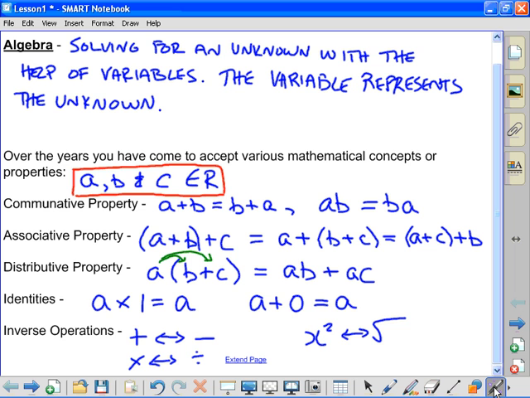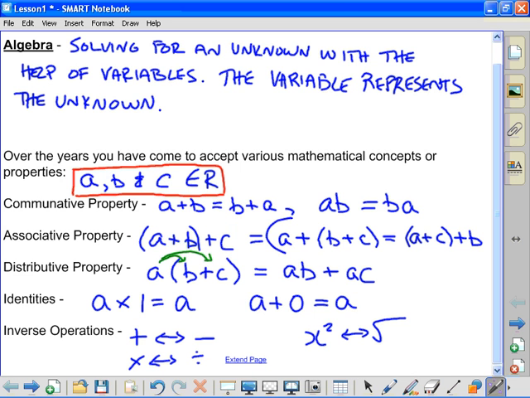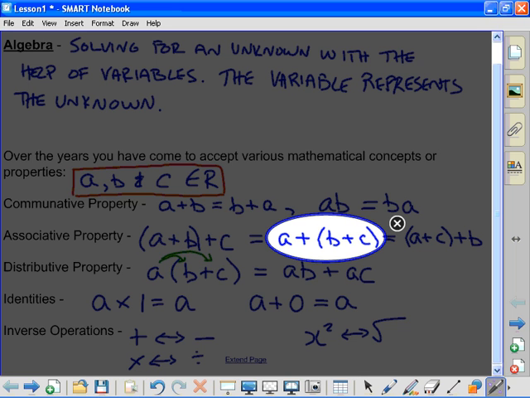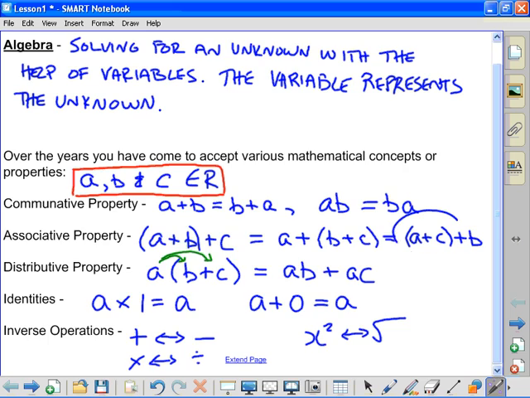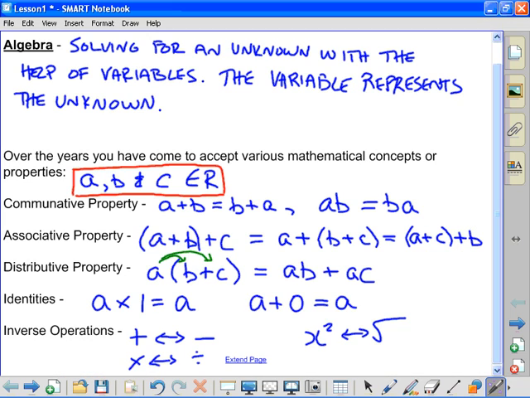Next is the associative property. If you have three terms being added together, for example a, b, and c, you can add a and b together first and then add c, and that gives you the same answer as doing b plus c and then adding a, or adding a and c together, then adding b. So again, a known property.